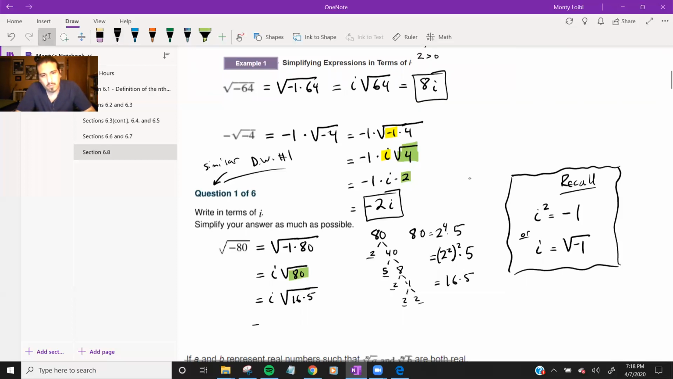And so we have I times the square root of 16 times 5. Now, you can separate this. Remember, this is the square root of 16 times the square root of 5. So we know what the square root of 16 is. It is 4, so we have 4I times the square root of 5.